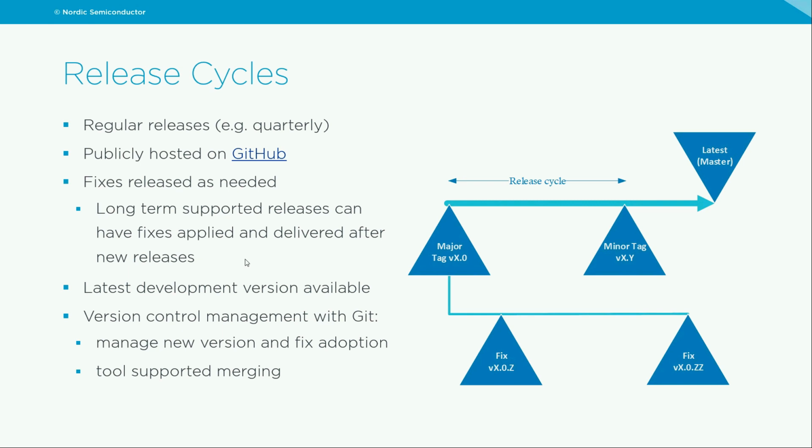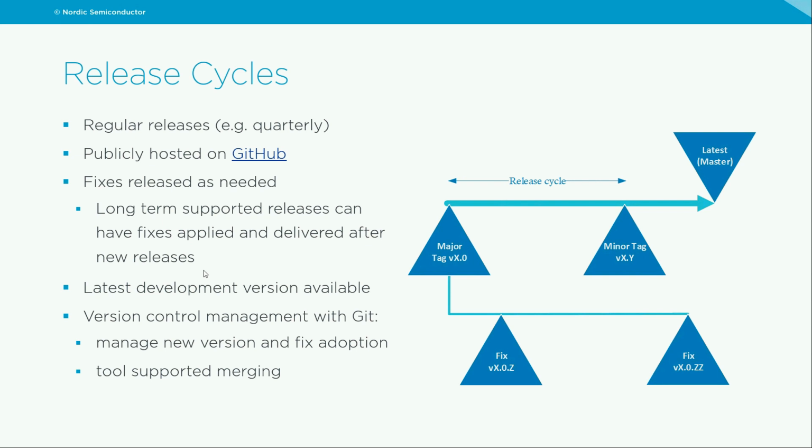And of course, if there are any major bugs, we do release fixes as needed. And the long-term supported releases can have fixes applied and delivered after new releases too. Right, so you can see on the graph on the figure on the right, you can see the major tag on the left-hand side. And if there is a minor tag after that has been released, but there has been a bug found on the major tag, it may have a different branch with the fixes there.